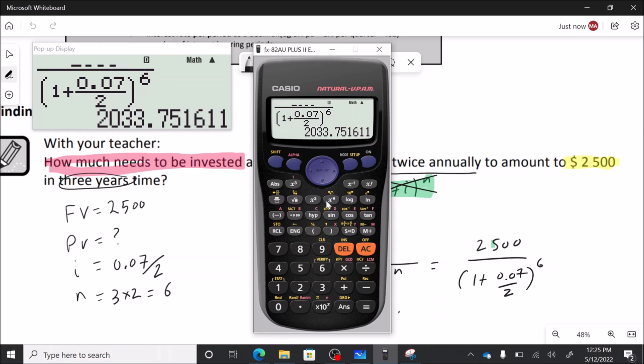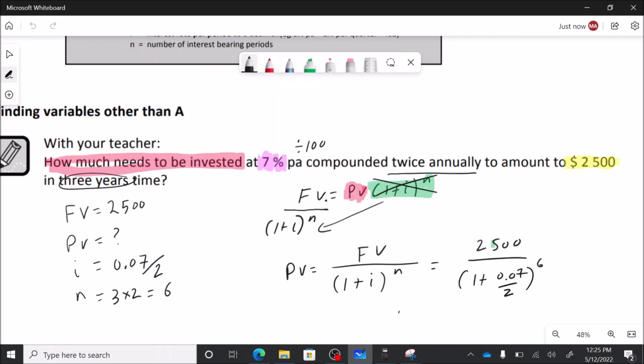And so what we find is that this is how much we need to invest, $2,033.75. So that's what would need to go in at the beginning, $2,033.75. So that is our final answer. That would grow to $2,500 under these interest conditions.